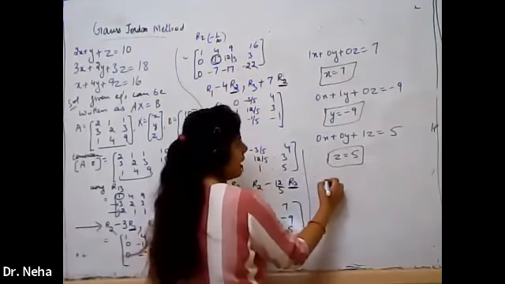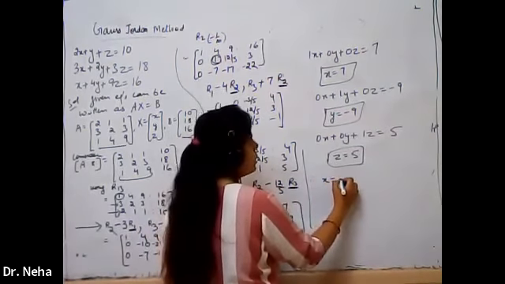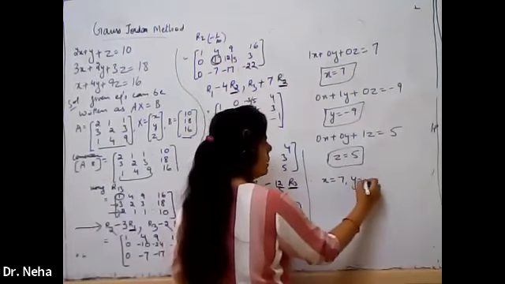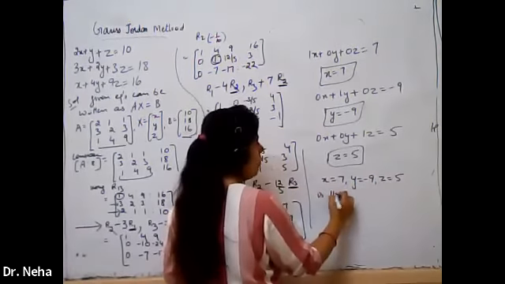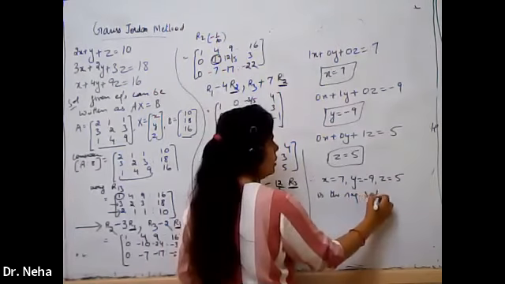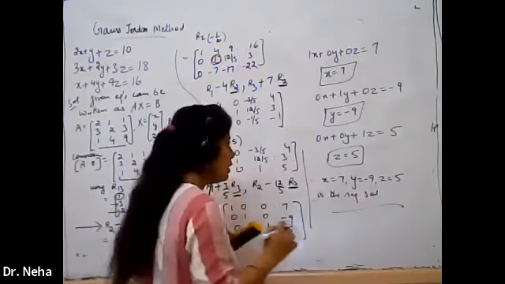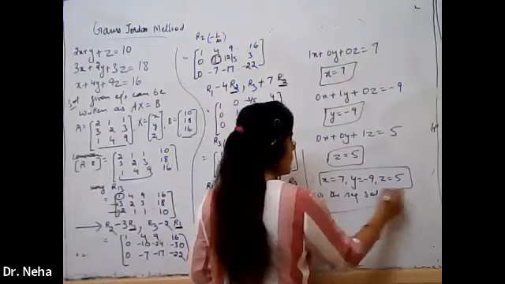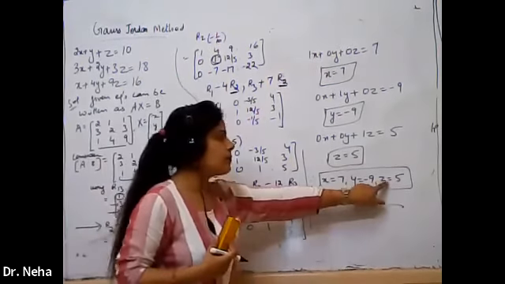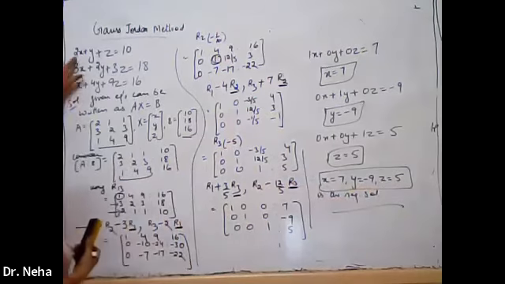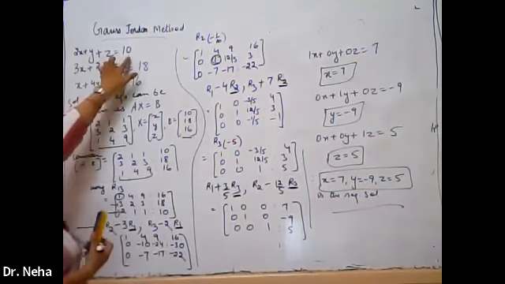So how to write down the answer? Therefore, x is equal to 7, y is equal to minus 9 and z is equal to 5 is the required solution. Now, if we need to check whether this answer is correct or not, what we will do? We will substitute the values of x, y and z in the given equations, in all the three equations, and it should be equal to right hand side.